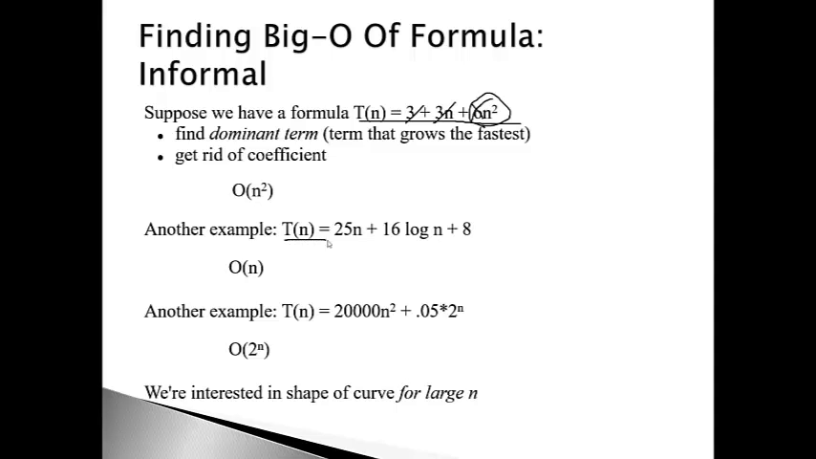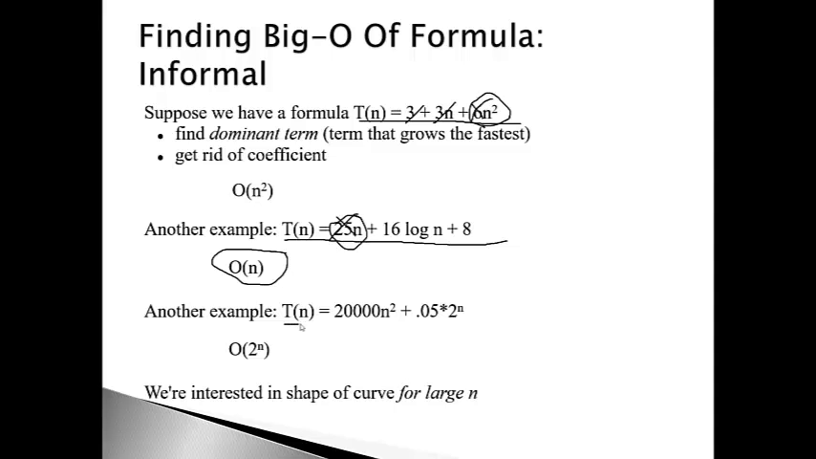Another example, if we have T(n) equal to 25n plus 6 log n plus 8, which part of this equation grows the fastest? Well, log n is actually pretty slow. The 25n is going to be the dominant term. So this is the term that we're going to use to specify the big O of this algorithm. And we're going to forget about the coefficient, leaving us with an estimate of order n time for this algorithm to run.